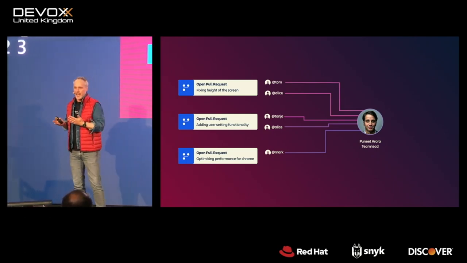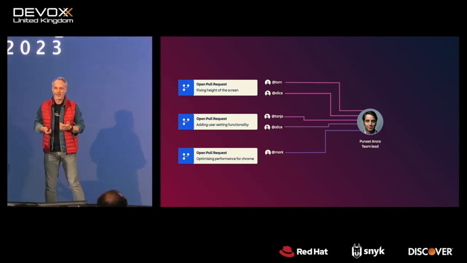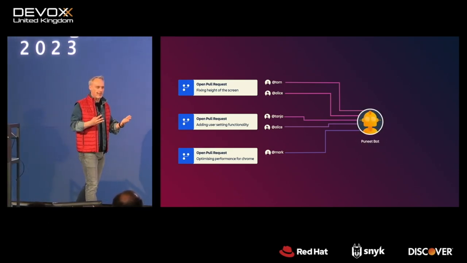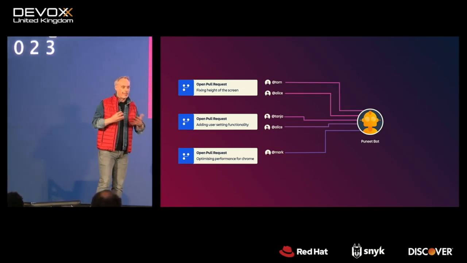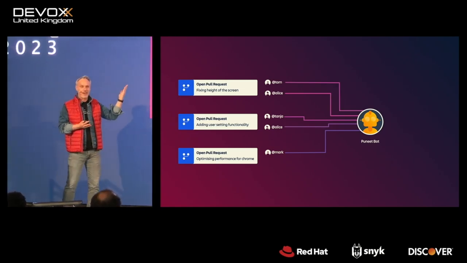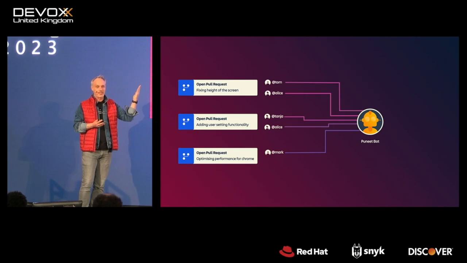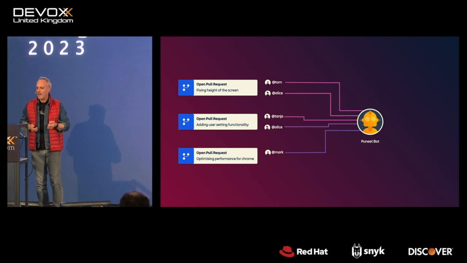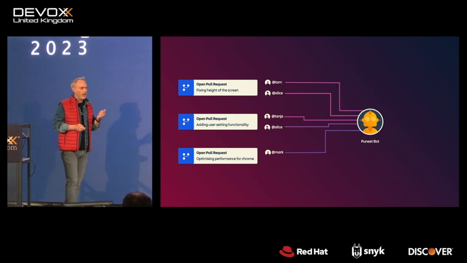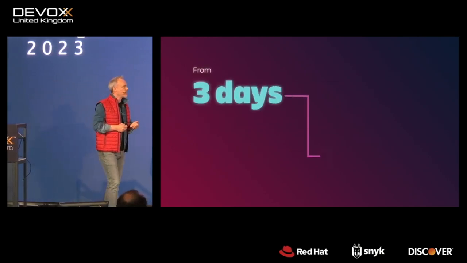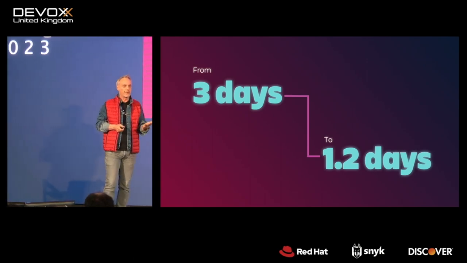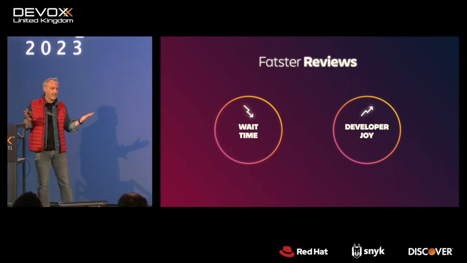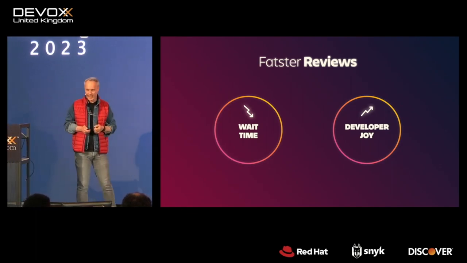So what the team did, in a small hackathon, they replaced Puneet with a bot called the Puneet bot, right? And now the Puneet bot is pinging every developer that's a reviewer on an open pull request in the morning, to review the pull request. And they cut the review time down from 3 days to 1.2 days. Great, great improvement here. That means less wait time for developers and more developer joy, actually.